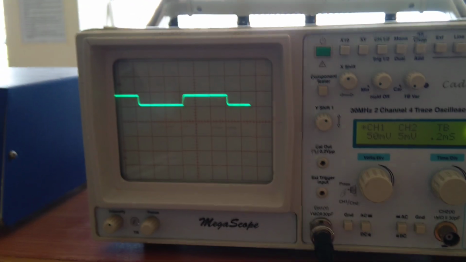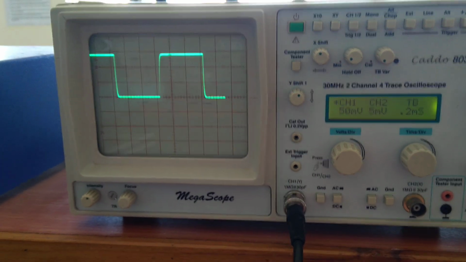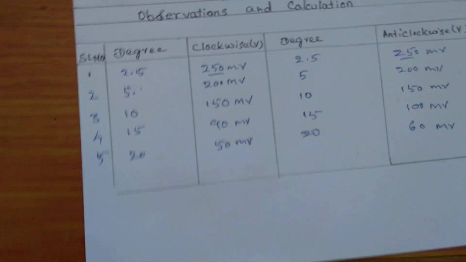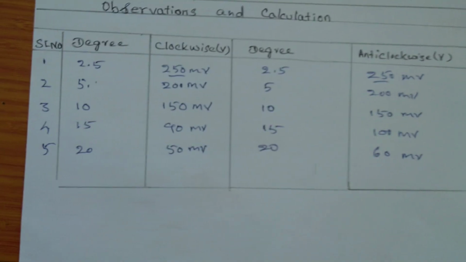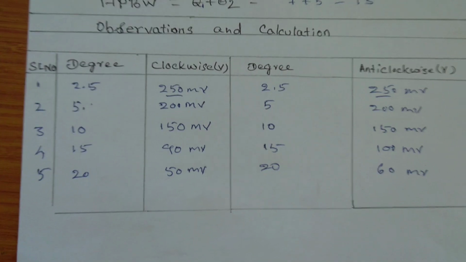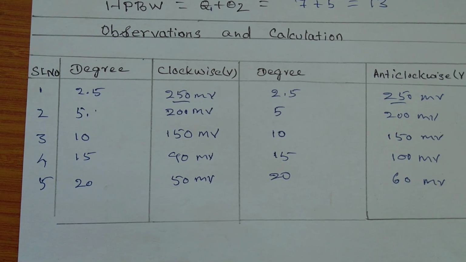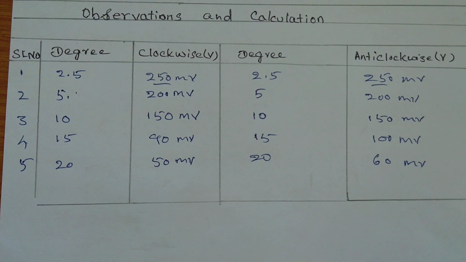So now if you see, the value in CRO is less, and once you rotate in the opposite direction it will be maximum. Like this, when we have taken the values, these are the values we have got. In the clockwise direction, for 2.5 degrees we have got 250 millivolts, and for 5 degrees we have got 200 millivolts. Like this, we have taken 5 readings up to 20 degrees in the clockwise direction.